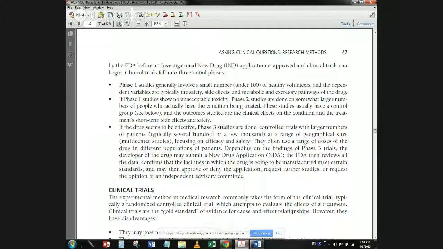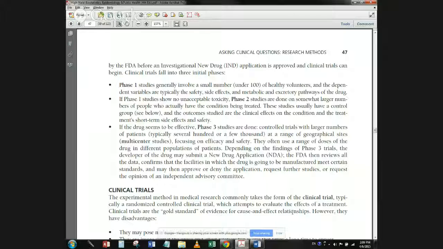If Phase 1 studies show no unacceptable toxicity, Phase 2 studies are done on somewhat larger numbers of people who actually have the condition being treated. These studies usually have a control group, and the outcomes studied are the clinical effects on the condition and the treatment's short-term side effects and safety. If the drug seems to be effective, Phase 3 studies are done. Controlled trials with larger numbers of patients, typically several hundred or a few thousand, at a range of geographical sites, multicenter studies, focusing on efficacy and safety. They often use a range of doses of the drug in different populations of patients.